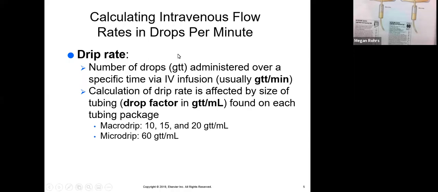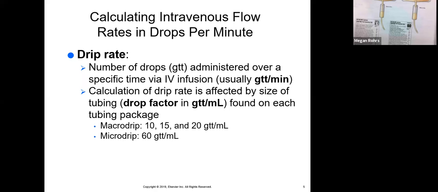Okay, so the next concept we're going to take a look at is what we call drip rate or drop rate. Drip rate is how many drops per minute an infusion is running. That is not to be confused with what we call the drop factor, which is how many drops are in each mil.